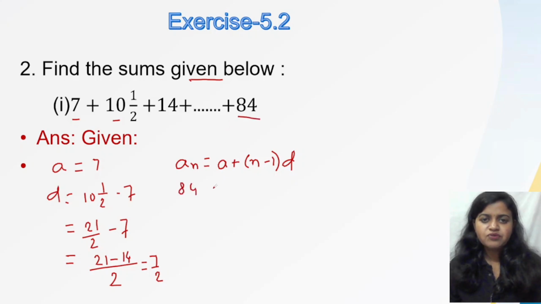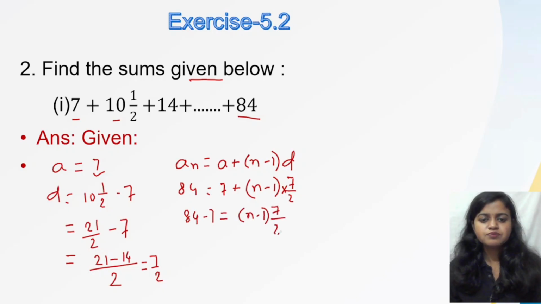So 84 equals the value of a, which is 7 here, plus n minus 1. We don't know the value of n, we are going to find it. The value of d is 7 by 2, and this will be multiplied. So 84 minus 7 equals n minus 1 into 7 by 2. Got it? Now if we subtract 84 minus 7, we get 77.